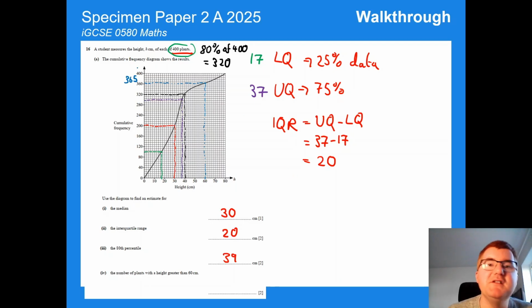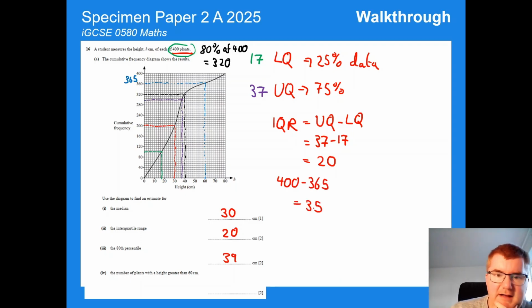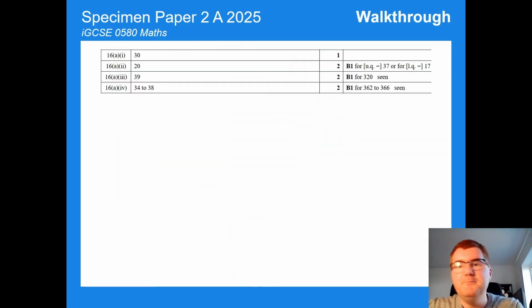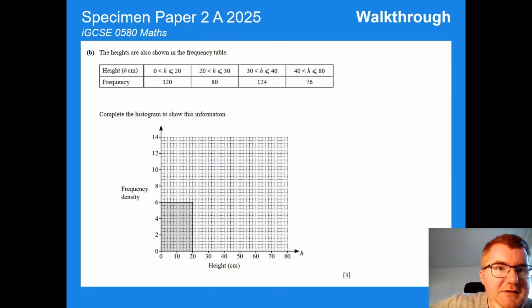However, this is not our answer because we want greater than 60 centimeters. So if I take my answer, 400 minus 365, that gives us 35. Are we going to be within the range? Yes, we are. Perfect. Okay, I'll go with 35 here. Again, they give you a little bit of leeway going this way around, but obviously for the median, it was quite clear cut. It was going to be 30 here. Super.